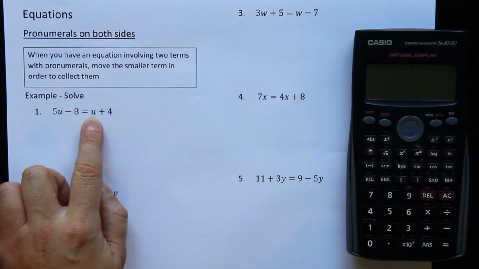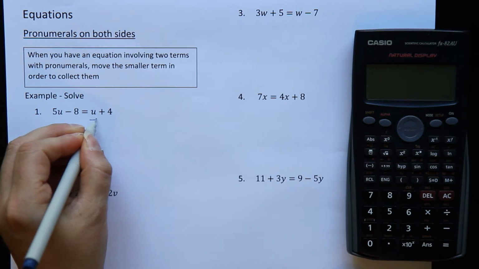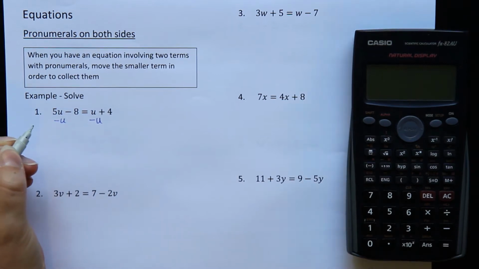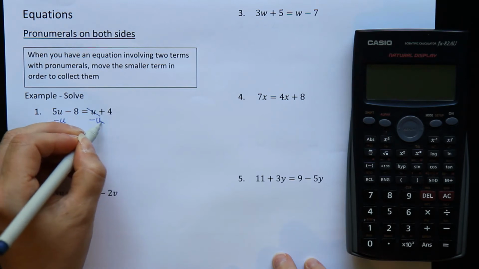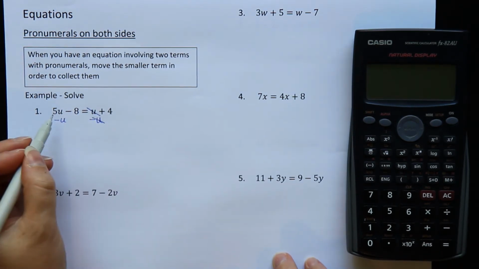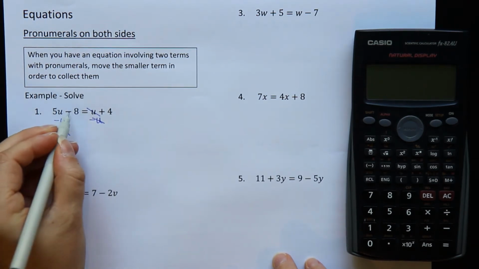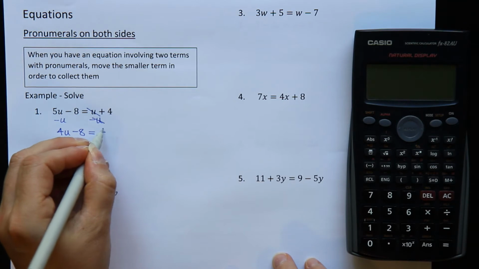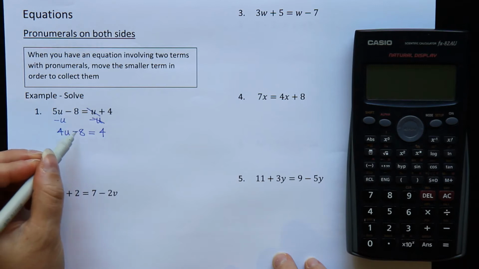So to move it, I need to do the opposite thing. Because that's a positive u, to move it, I would need to subtract u. And I would need to do the same thing over here to make sure that my equation stays balanced. I'm going to subtract u from both sides. That means that this one here will disappear. 5u minus u gives me 4u. I still have a minus 8 there as well, but on the right hand side all that's left is a 4. Now there is only one pronumeral in this equation and it's reduced down to a two-step equation.